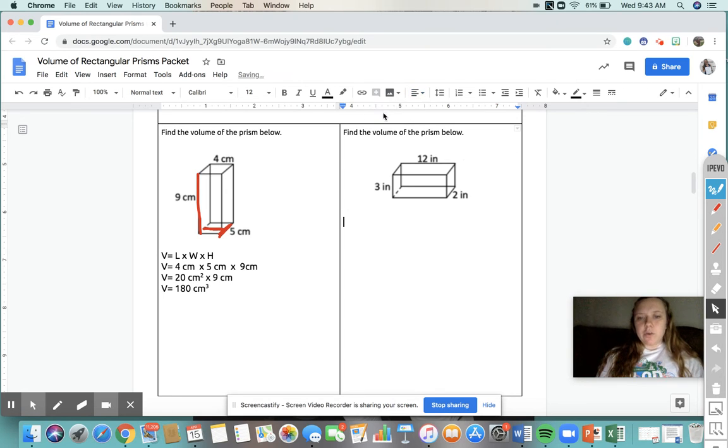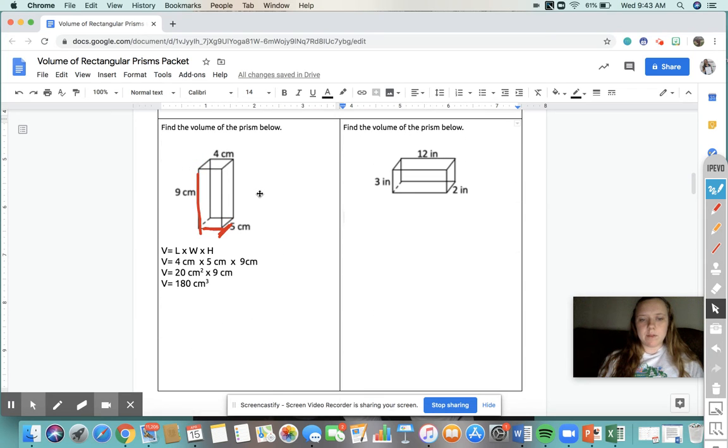On number 2, we're gonna put V equals length times width times height again, just like it's written up here in our formula. We're gonna write V equals length times width times height. We need to determine what is our length, what is our width, what is our height. So I'm gonna pull out my handy dandy color.